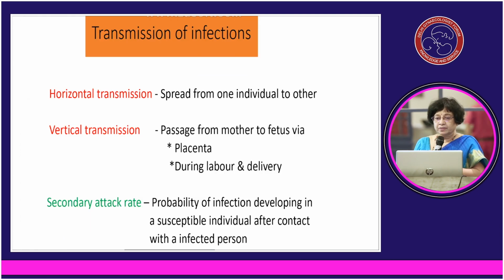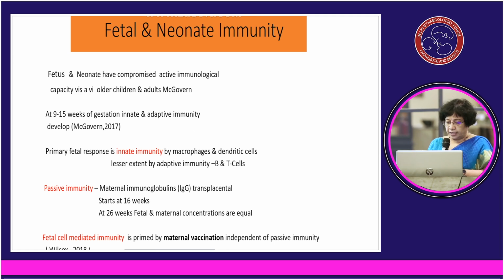I'll give you ma'am. So transmission of infection could be horizontal or vertical, as has been described. Horizontal is spread from one individual to another. Vertical is passage from mother to fetus via placenta during labor or delivery. There's another term which is secondary attack rate. That is the probability of infection developing in a susceptible individual after contact with an infected person. So every disease has a specific secondary attack rate.